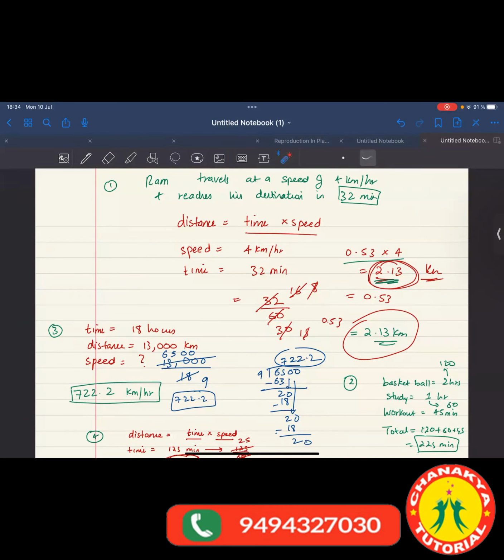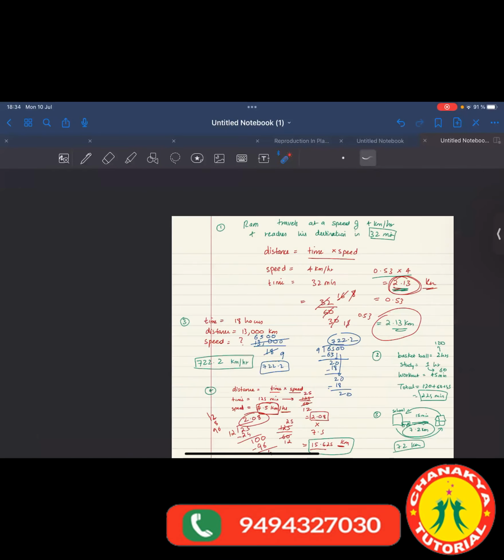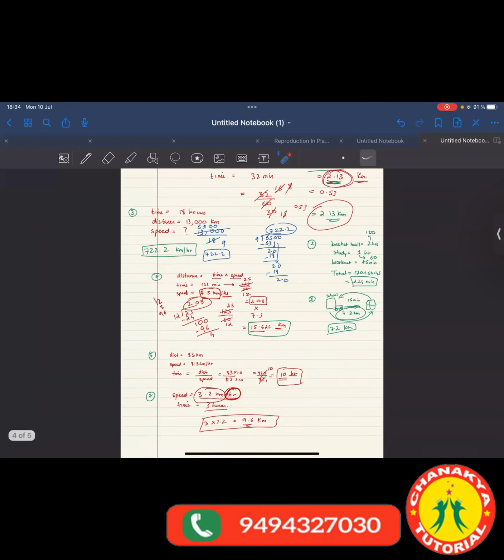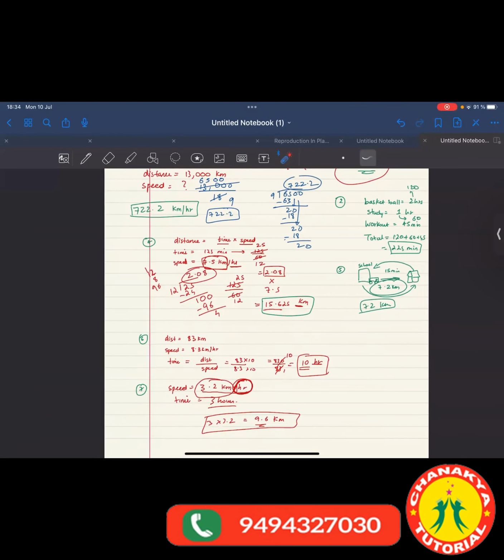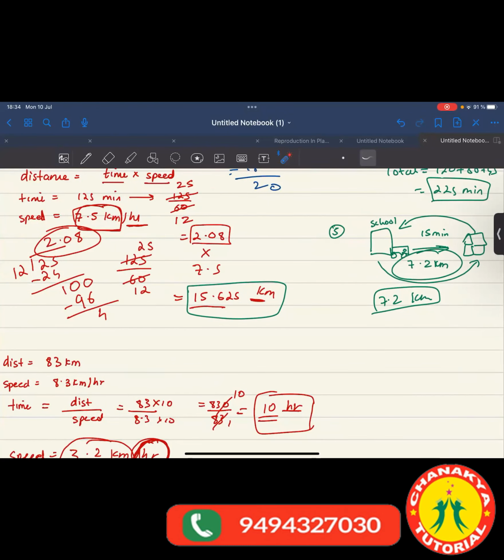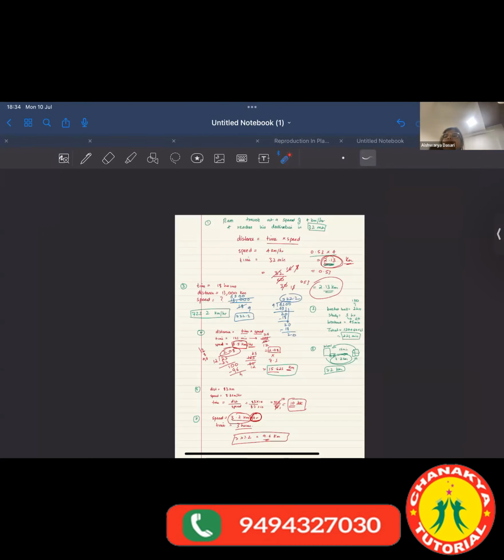Shruti gets a bus back home. Which question is that? Yeah, this question is wrong. So you have three mistakes. Oh, come on. I thought that was correct.